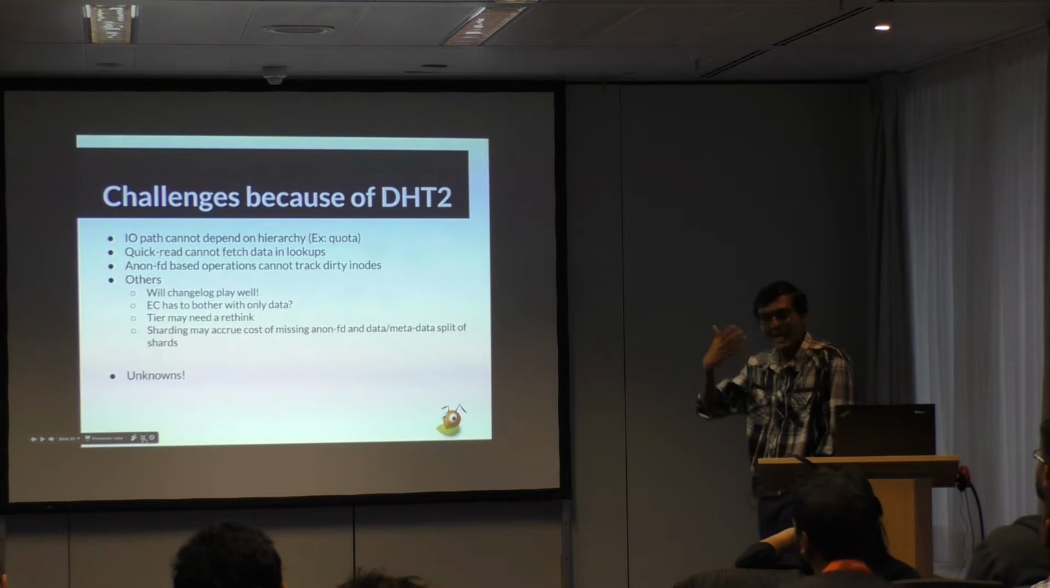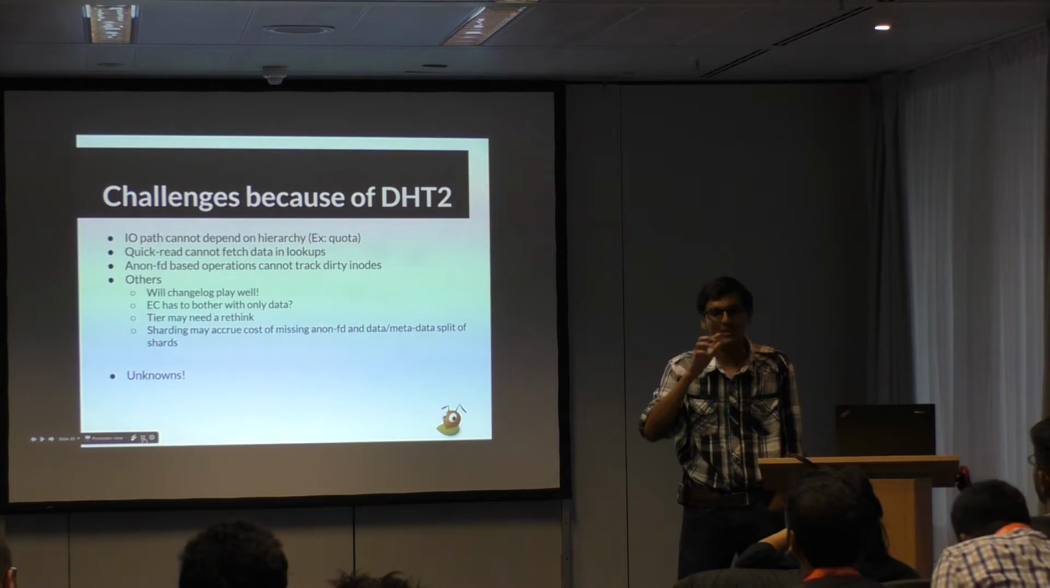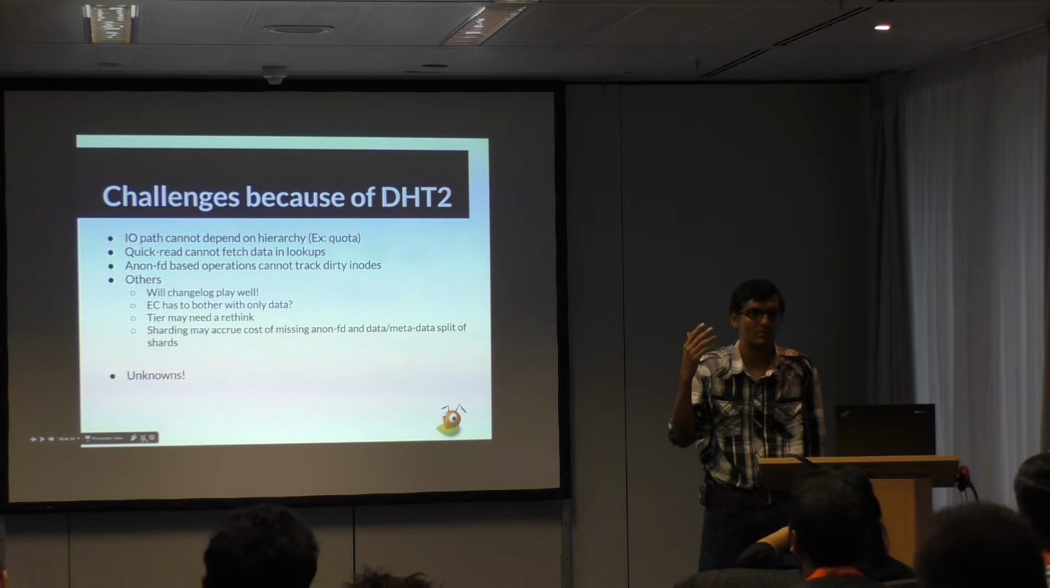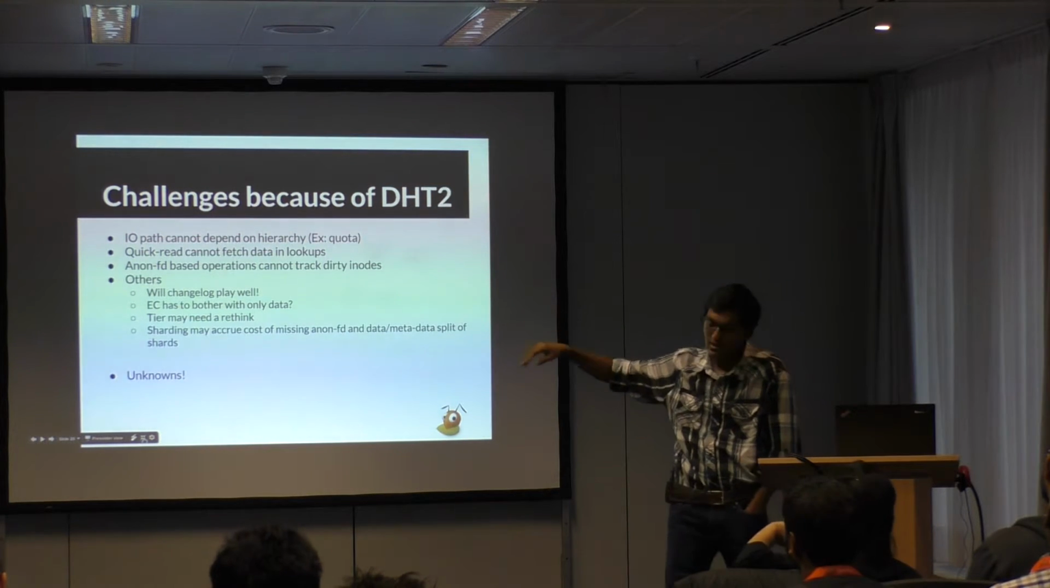Okay, so challenges because of DHT2. Here is where Pranit's question was: what happens to quick read in cp -r workloads where the GF content key comes back? Which is bullet number 2 here.